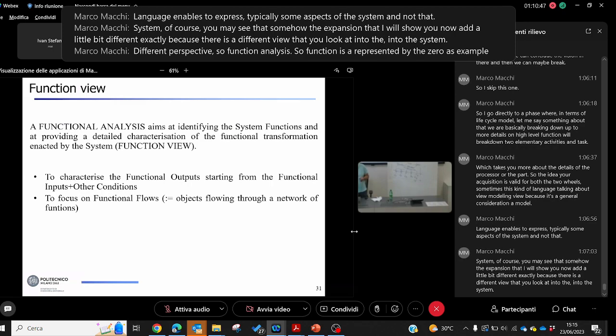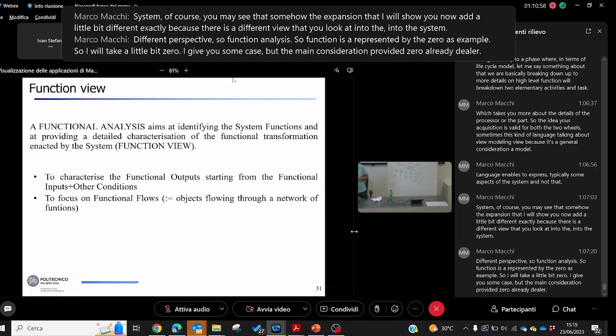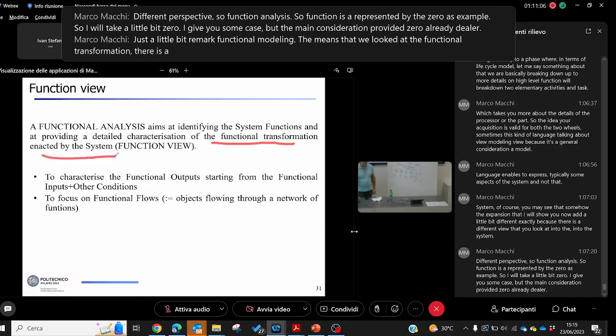So I will take a little bit of IDEF0. I'll give you some further details, but the main considerations of IDEF0 were already given. Just a little remark. Functional modeling means that we look at the functional transformation that is performed or supported by the system. This was already discussed.